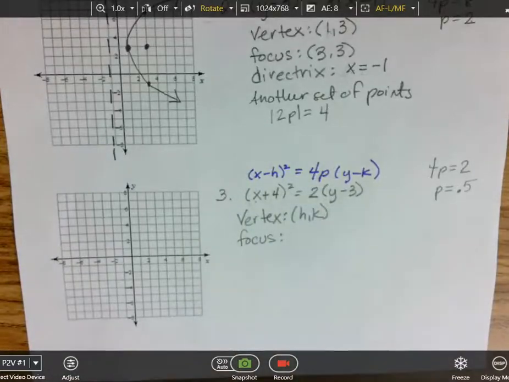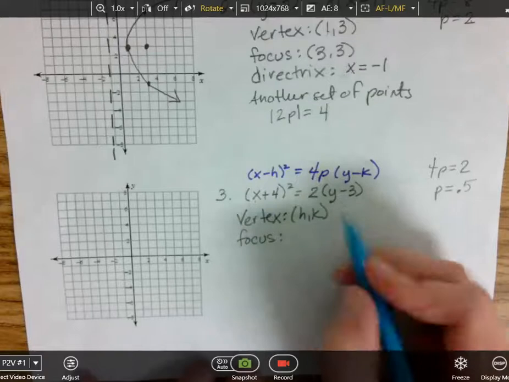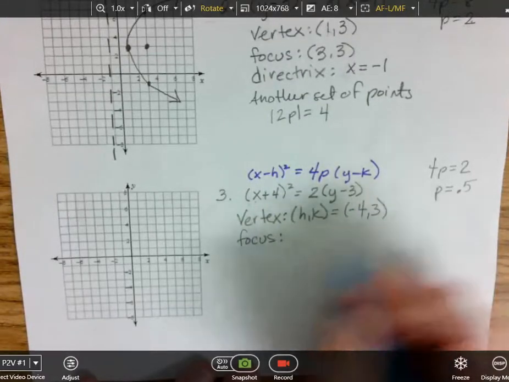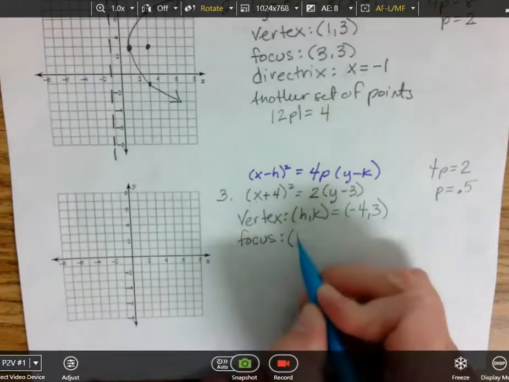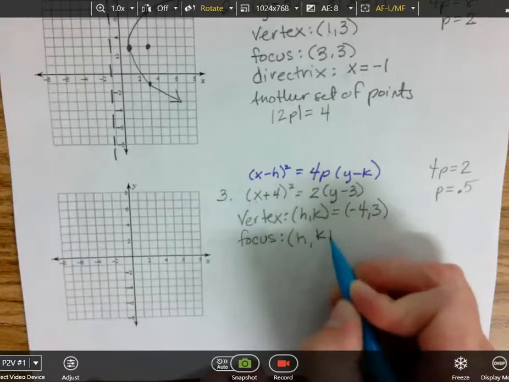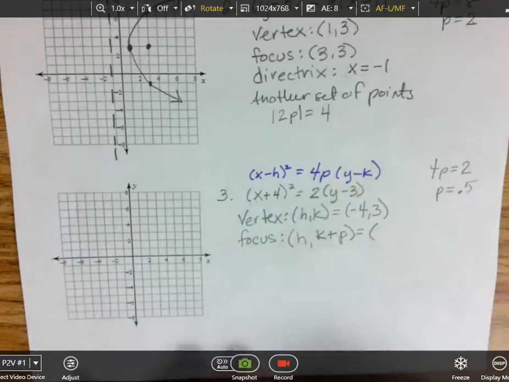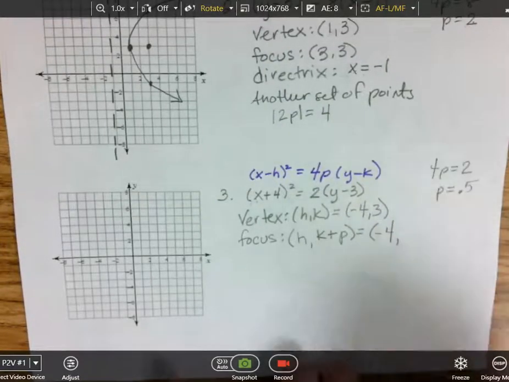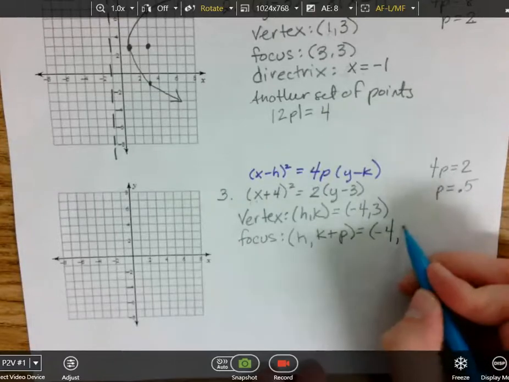Okay, your vertex is still h, k, but notice that now the x is over here. So you get -4, 3. All right, and because it's going to open up or down, your focus is going to have the same h value, but it's the k that you add p to. So k plus p is your y value. So the x-coordinate stays -4, and then the y-coordinate is going to be 3 plus 0.5, so it's 3.5.